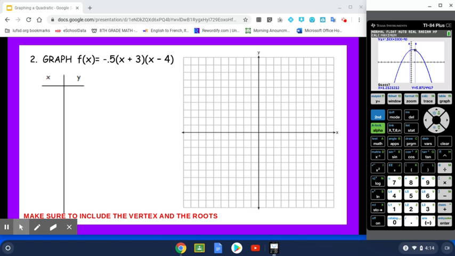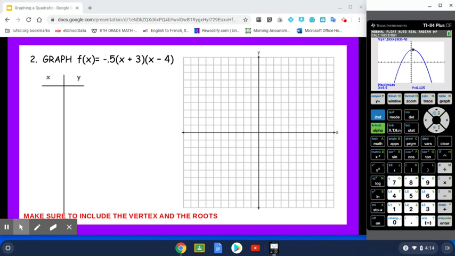Press enter. And what they're saying is, do you think it's in between those two, that space? And you're saying yes. So you press enter. And what they did is they gave you the point right there. That's the maximum point, which is your vertex. That has to go in your table.